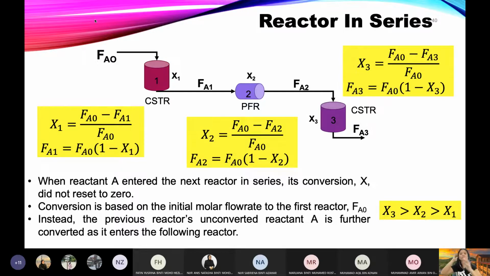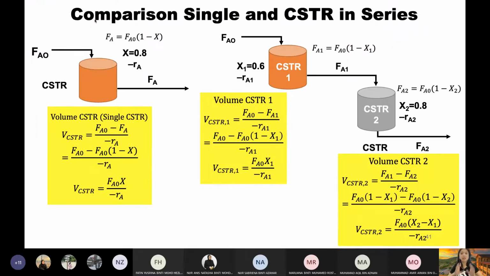Okay, so conversion for all the reactors before the last reactor we call as intermediate conversion. So kalau kita ada 3 reactor, 2 intermediate conversion, X1, X2. The very last reactor conversion we call overall conversion, X3. So kalau 4 reaktor, intermediate conversion X1, X2, X3, final overall conversion X4. So kamu kena ingat X2 bigger than X1, X3 bigger than X2, X4 bigger than X3. Dia conversion akan meningkat. Okay, so that's on conversion. I already explained on the conversion for reactor in series.